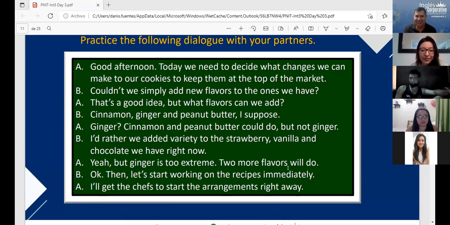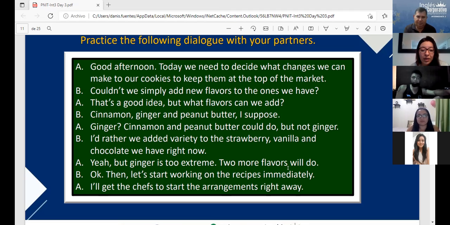Good afternoon. Today we need to decide what changes we can make to our cookies to keep them on the top of the market. Could we simply add new flavors to the ones we have? That's a good idea, but what flavors can we add? Cinnamon, ginger, peanut butter, I suppose. Ginger, cinnamon and peanut butter could do, but not ginger.